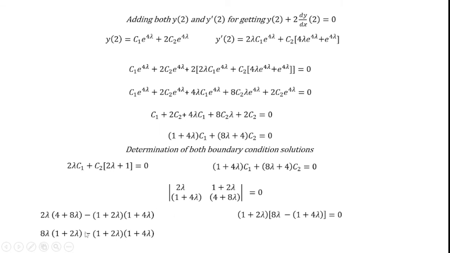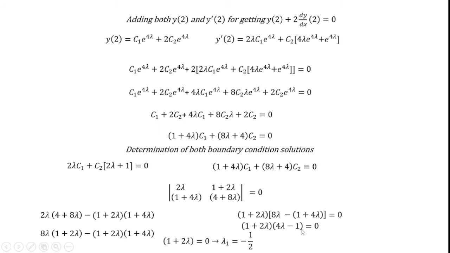After that we can simplify this equation again, because both the terms have the common term 1 plus 2 lambda. So I took 1 plus 2 lambda common from the entire equation. From this, 1 plus 2 lambda into 8 lambda minus 1 plus 4 lambda is equal to 0. After that I can simplify the equation further: 1 plus 2 lambda into 4 lambda minus 1. Here 8 lambda minus 1 plus 4 lambda is available. 8 lambda minus 4 lambda is equal to 4 lambda minus 1. Likewise I can simplify this equation. I can equate it to 0. From this we can get 1 plus 2 lambda is equal to 0, which is one form.